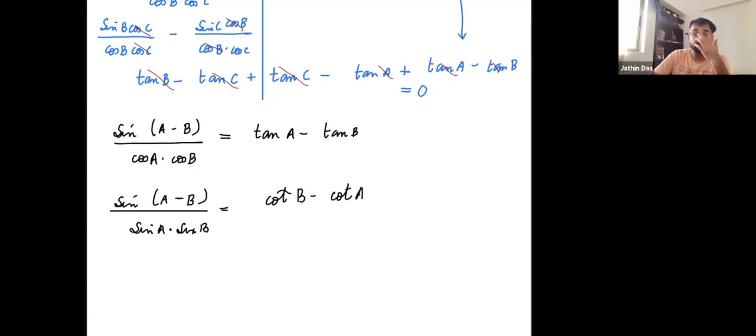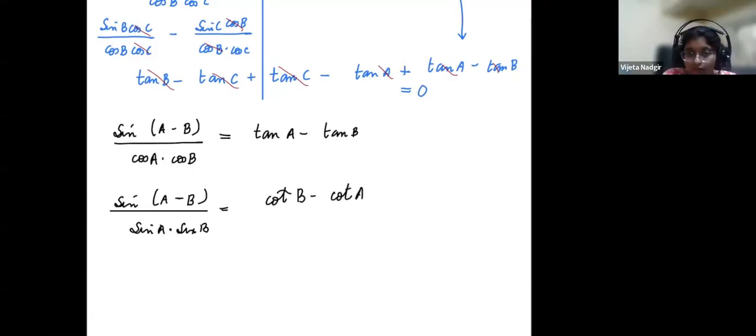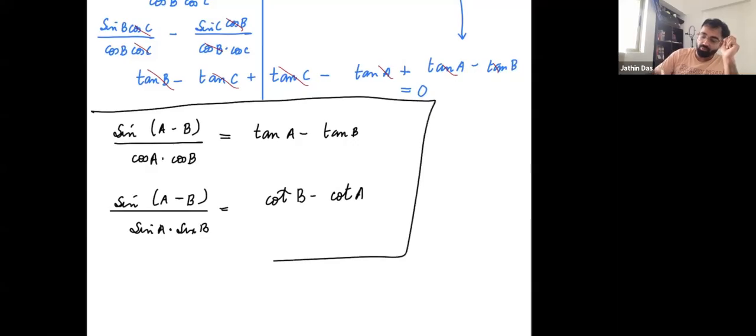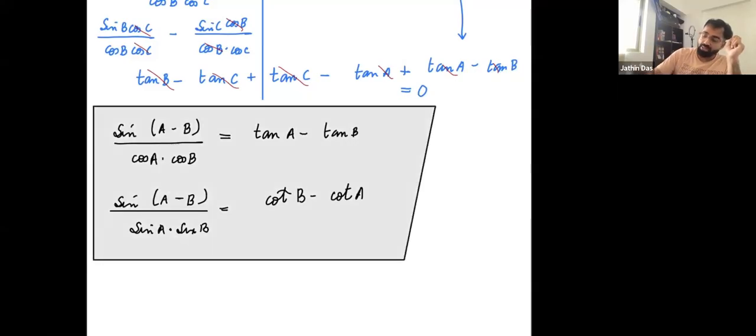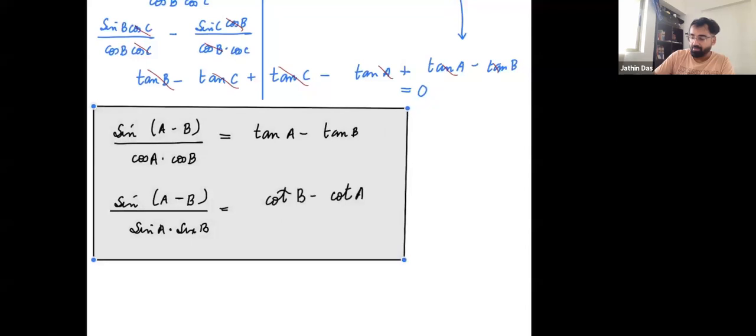You can check it also. Yeah, so this will go in your formula book. Why? We will see it. But now, since I've given a question like that, and since it's very fresh in your head, remember it.